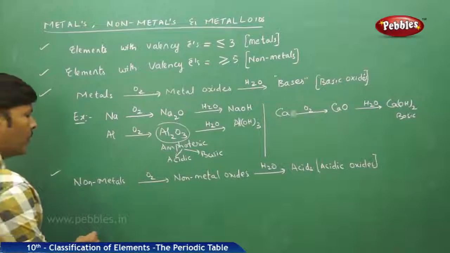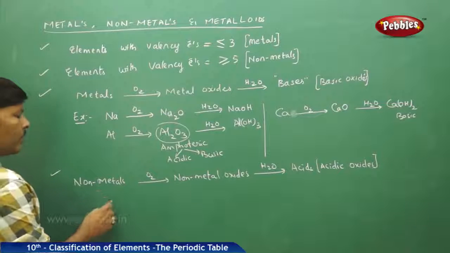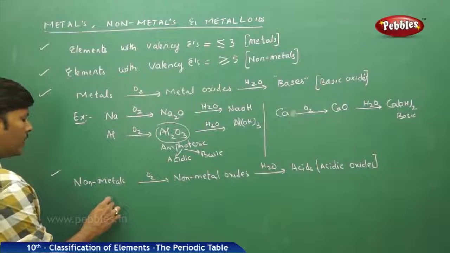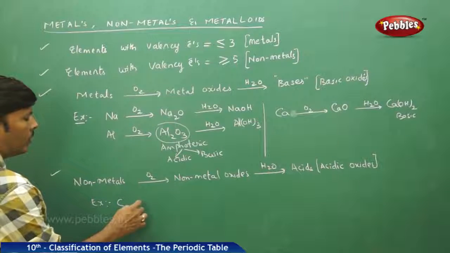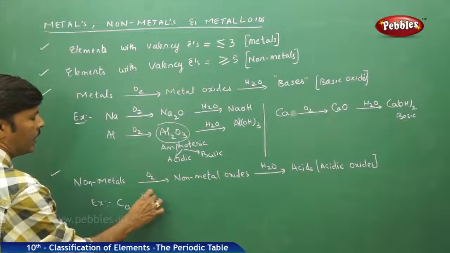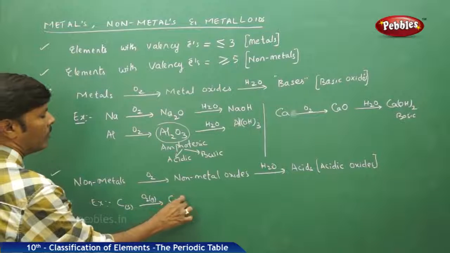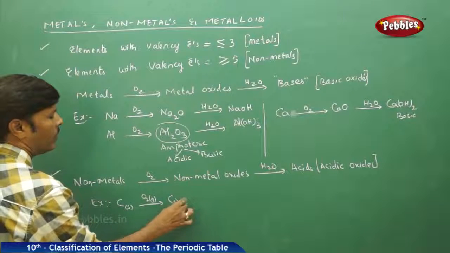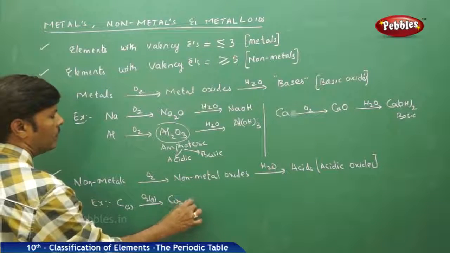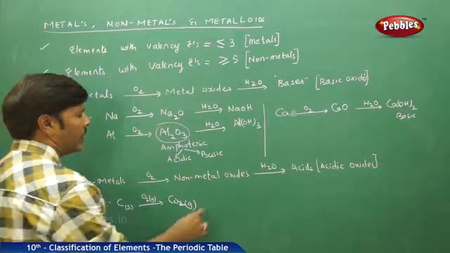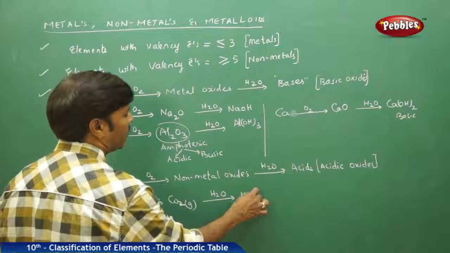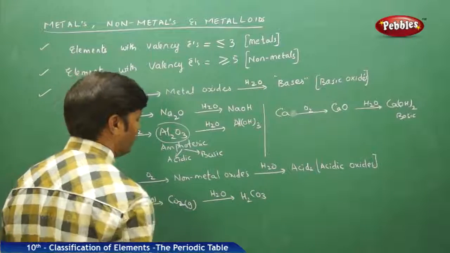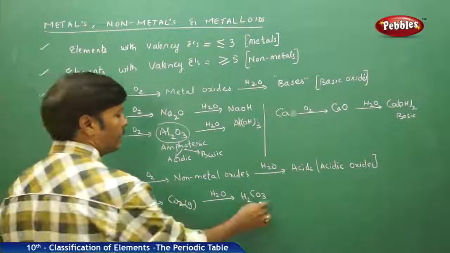So here what we have to notice is, you take one or two examples. Carbon is a non-metal. Carbon solid reacts with oxygen gas to form carbon dioxide gas. Carbon dioxide gas upon hydrolysis gives carbonic acid, H2CO3. Carbonic acid is an acid.